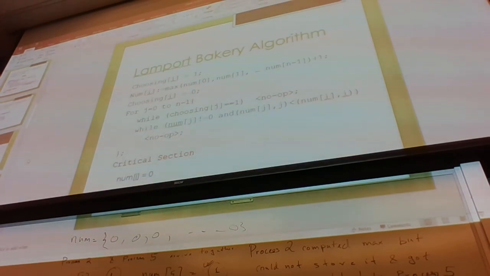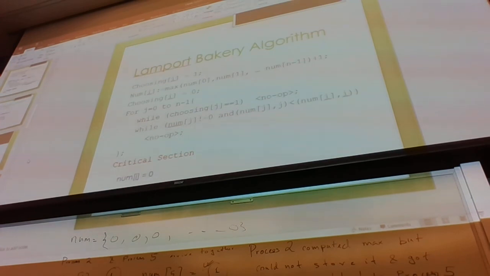It looks at process 2, num2 is 0, so it skips process 2. It looks at process 3, num3 is 0, skip it. Process 4, num4 is 0, skip it. Process 5 comes in, num5 is not 0, but this is process 5 itself. Process 5 is checking itself. So num5 is equal to num5 and i is equal to j, so that is false. So it again breaks.